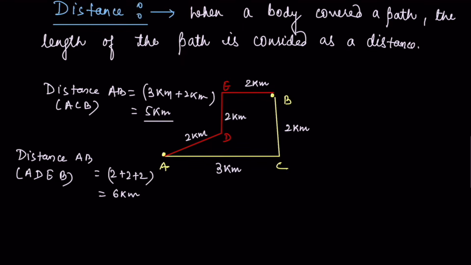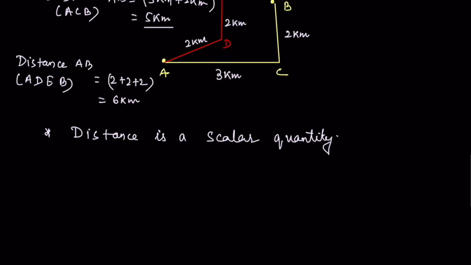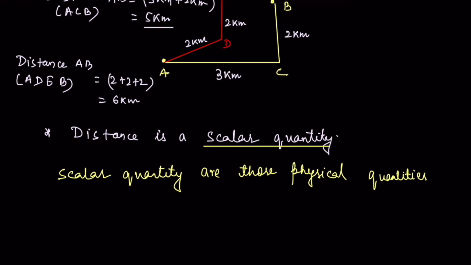So here, distance doesn't depend upon the direction. So we can say that distance is a scalar quantity. What is the meaning of a scalar quantity? A scalar quantity is those physical quantities which have only magnitude but no direction.